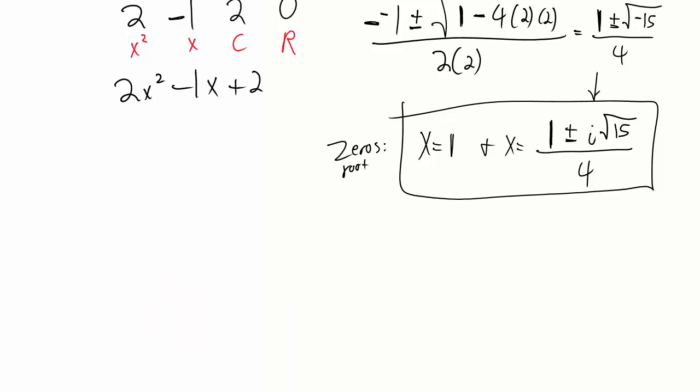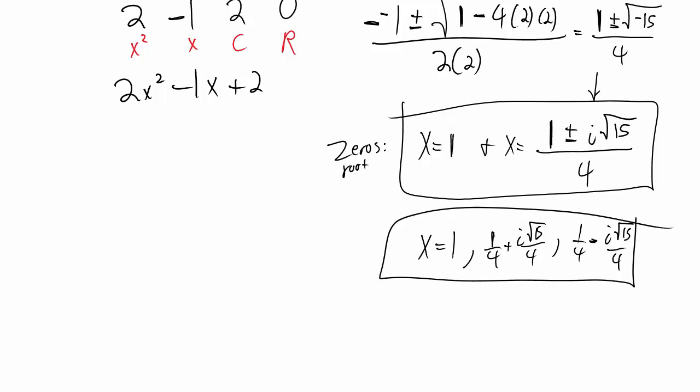And if you want to separate the real parts, so if you want to write it this way too, you can write 1, and then it's 1/4. If you want to write like 1 over 4 here, plus i times the square root of 15 over 4, and then 1/4 minus i square root of 15 all over 4. Those are your roots.